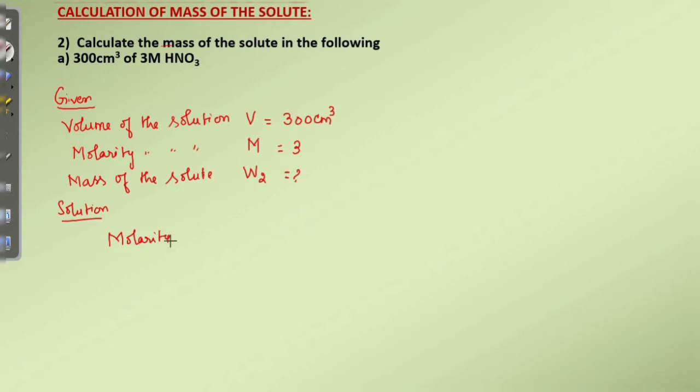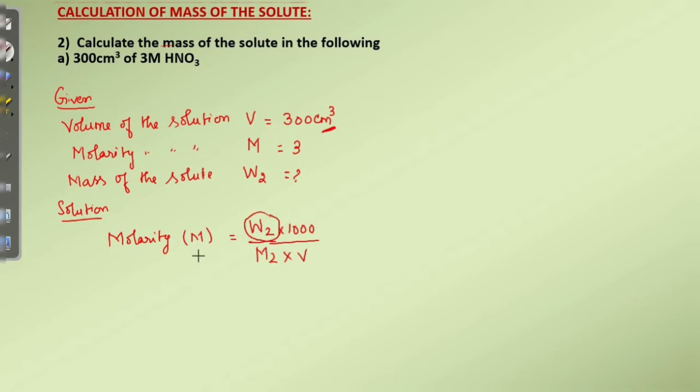See, we are seeing the problems coming under molarity, how to calculate various values using the molarity formula. So W2 divided by M2 into 1000, since the volume is given in centimeter cube, you are supposed to have this value 1000 and then divided by V. So now substitute all the values and find out W2, come on.